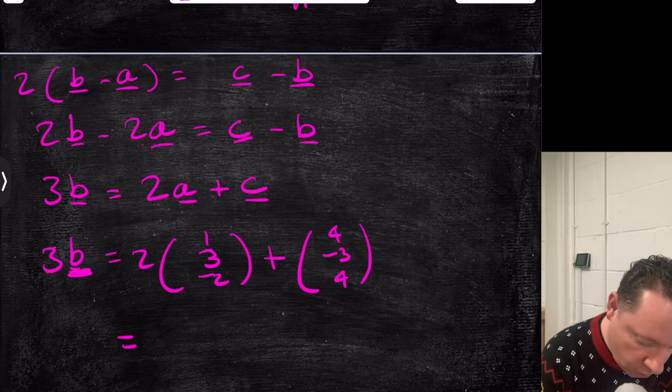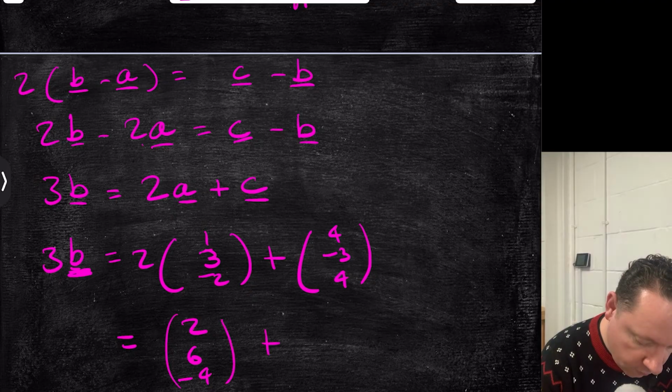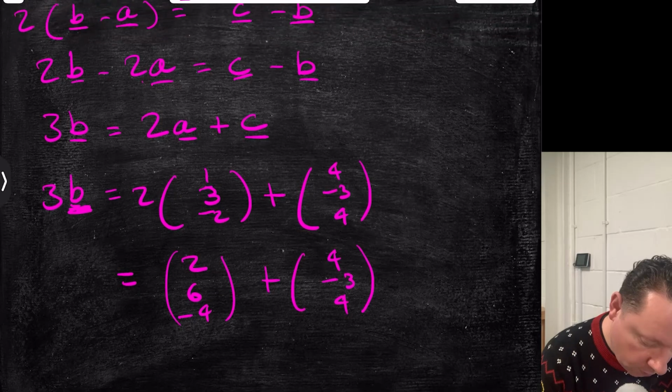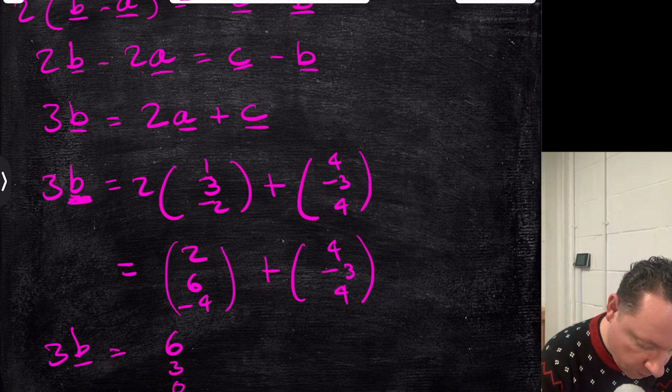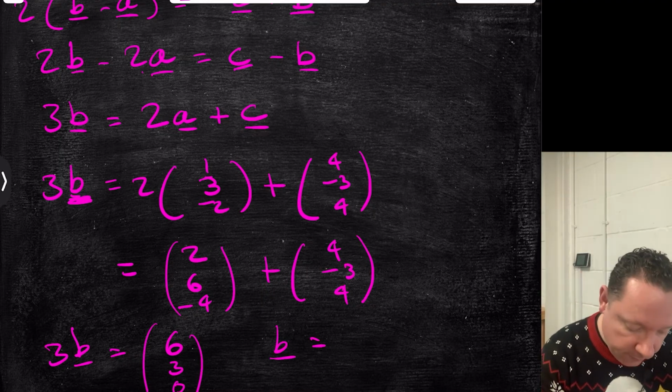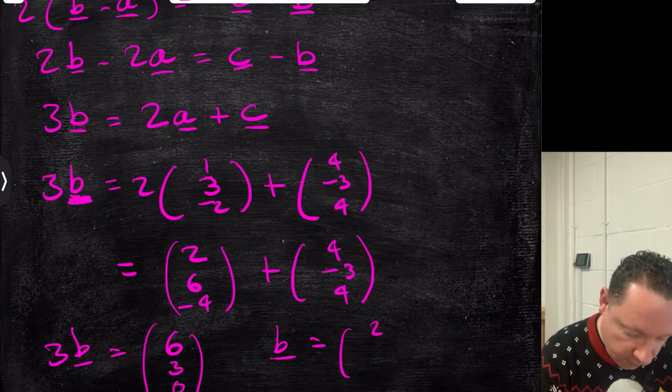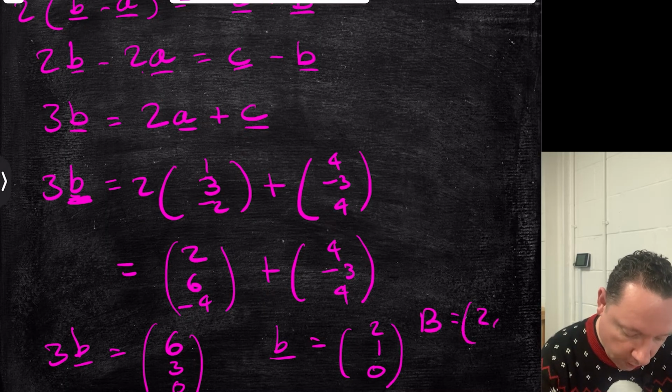So that equals 2, 6, minus 4 plus 4, minus 3 and 4. So we've got 3B is equal to 2 plus 4 is 6, 6 minus 3 is 3, and minus 4 plus 4 is 0. So B is that vector divided by 3. 6 divided by 3 is 2, 3 divided by 3 is 1, and 0 divided by 3 is 0. And therefore the point B is equal to 2, 1, 0.